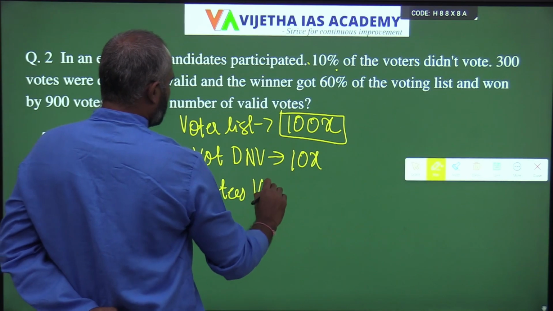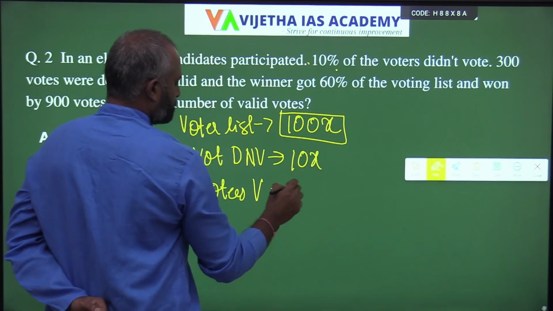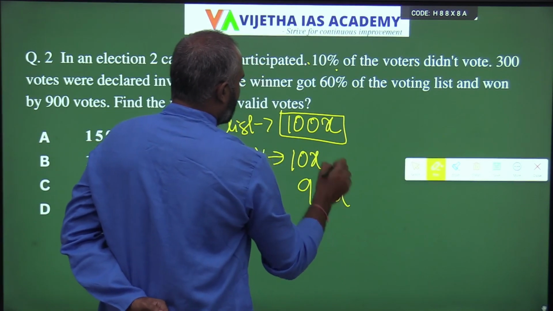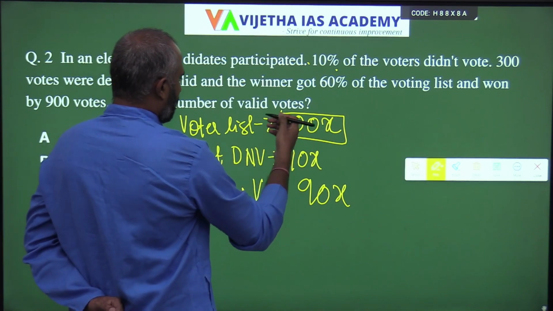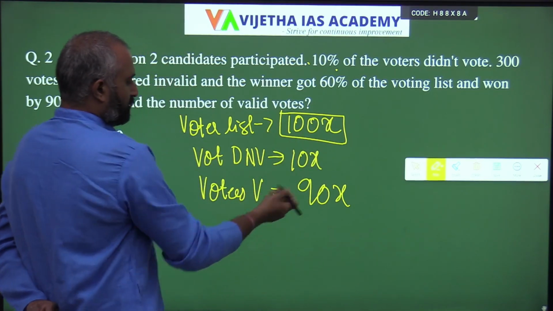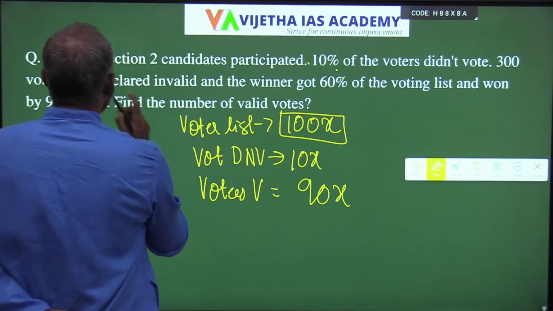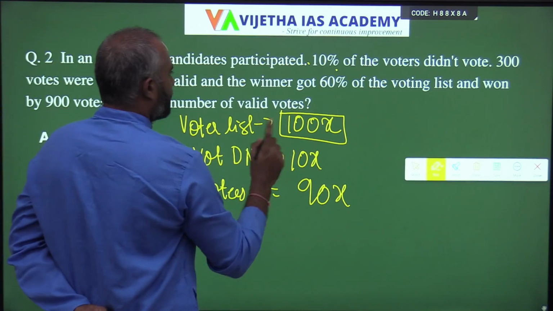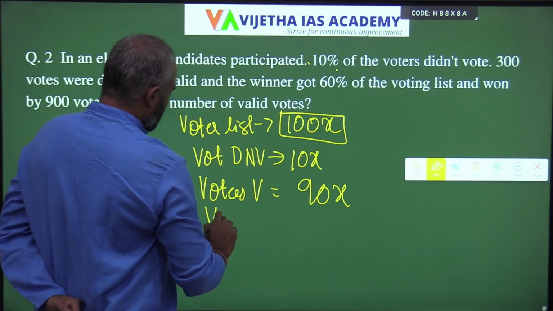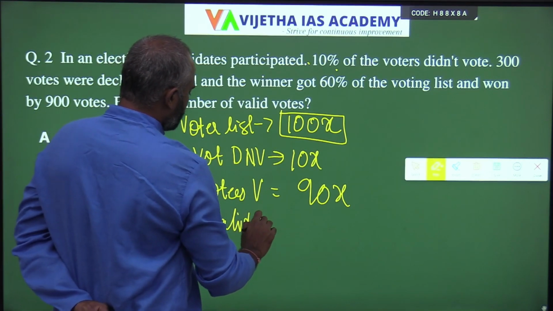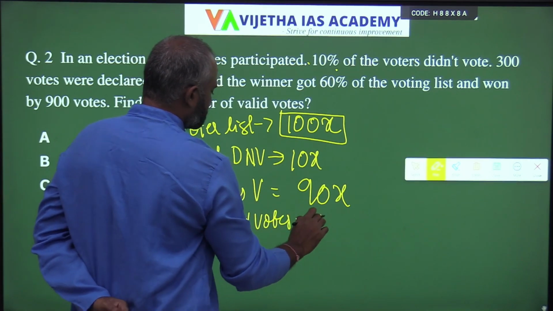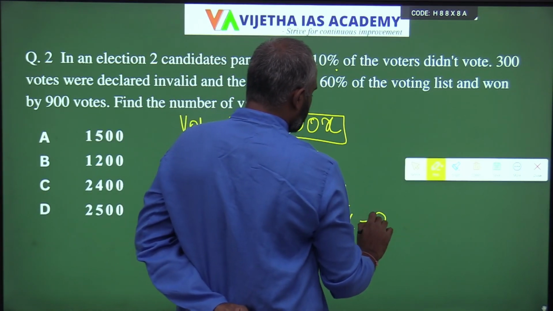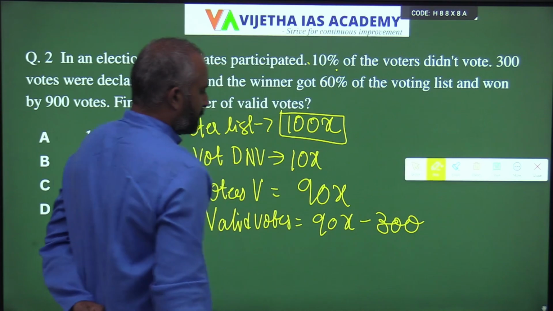Voters voted will be 90x, since 100x are the total voters on the voters list and 10x didn't vote. And 300 votes were declared invalid. So can we find out the valid votes here? It is nothing but 90x minus 300, right?